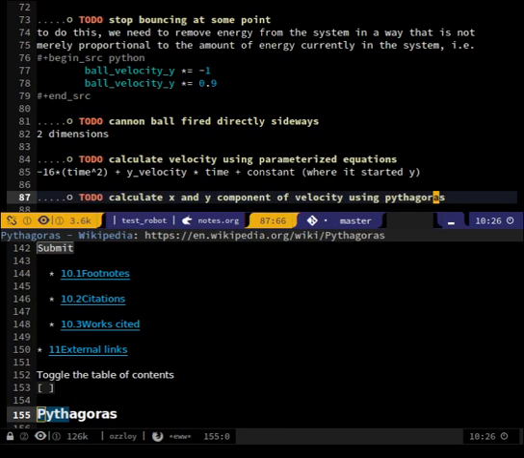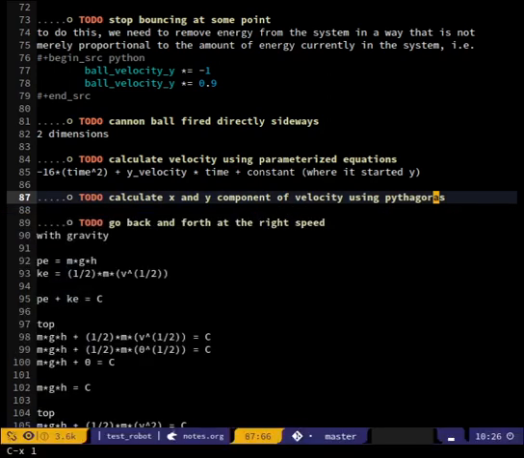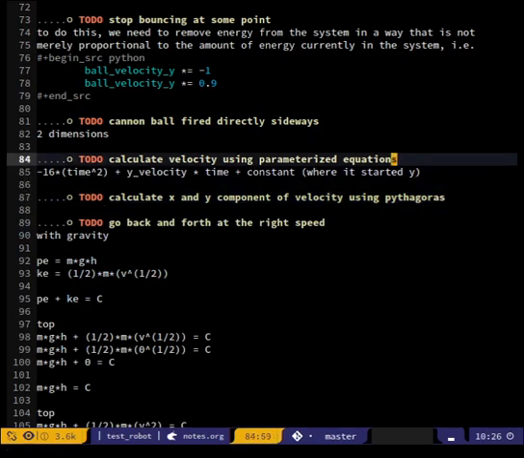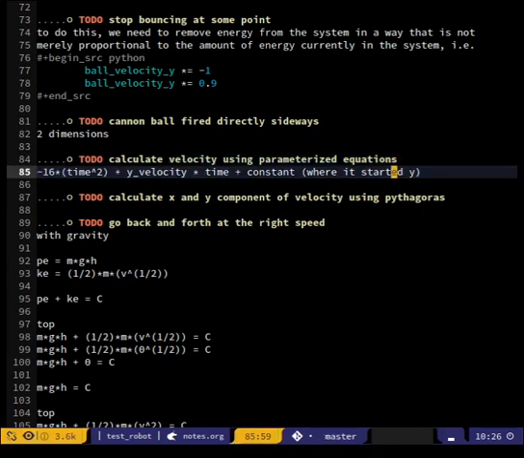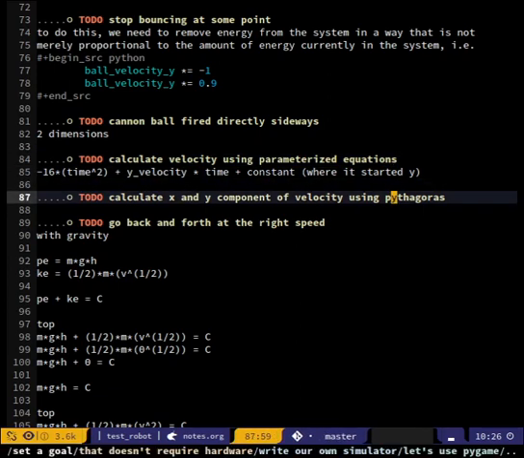So that's another to-do. Once we have the velocity in terms of time, then we can calculate the x and y component of the velocity. And once we have the x and y component of the velocity, we can update the position based on that.